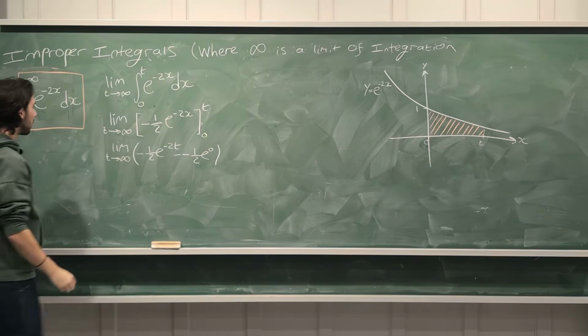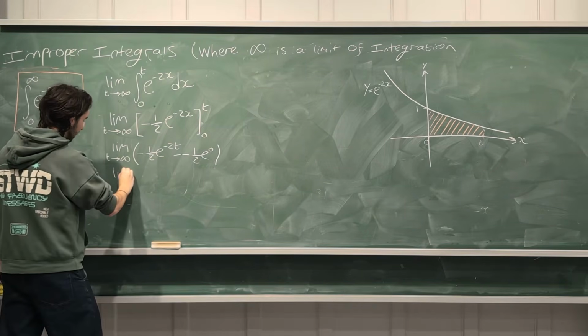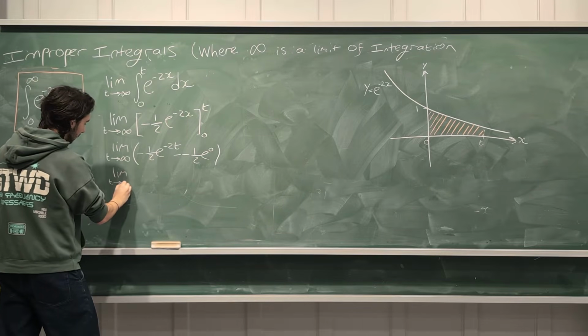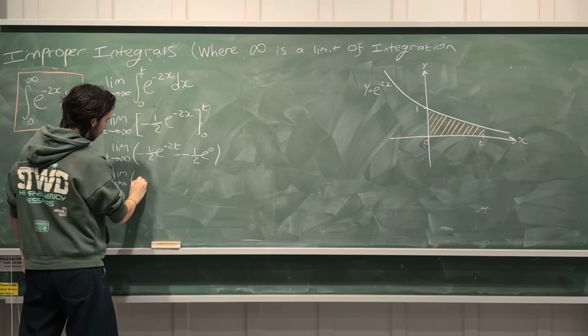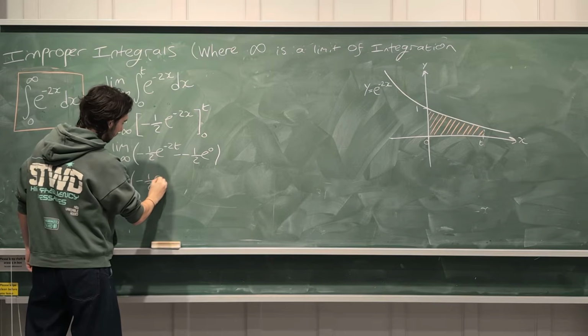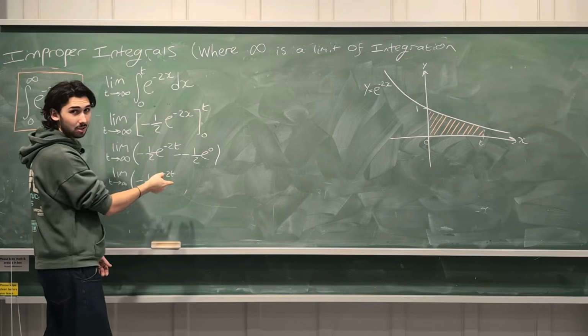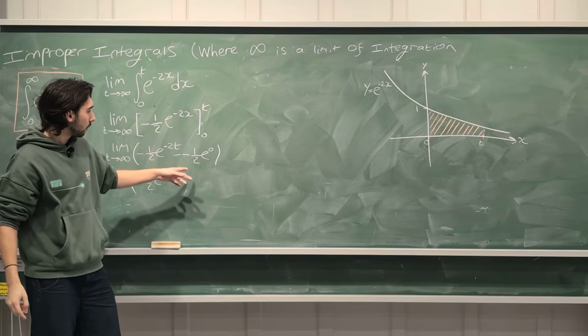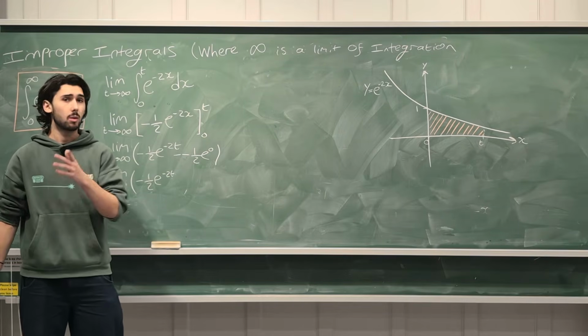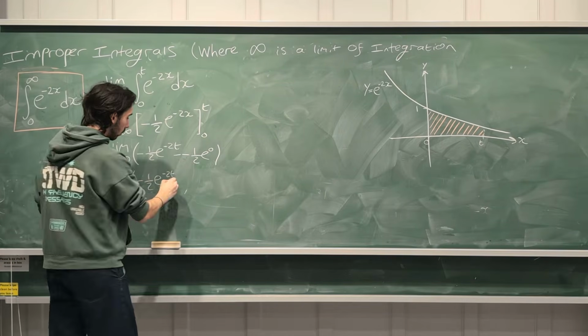So we can simplify this ever so slightly. We have the limit as t approaches infinity of minus 1/2 e to the minus 2t, and then minus, that's going to be a plus. And we also have 1/2 e to the 0, but e to the 0 is the number 1, so plus 1/2.